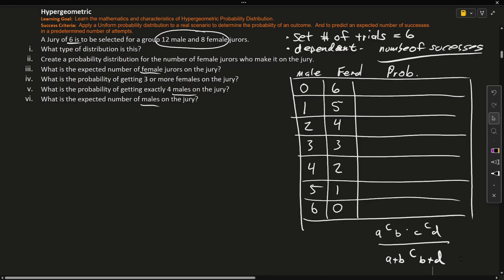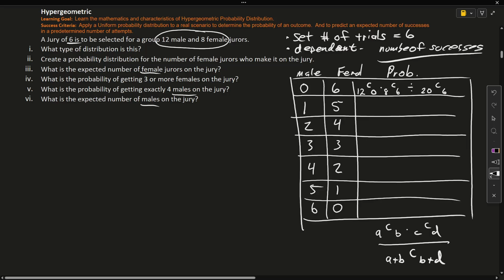So in this case, this is going to be a 6. So we're building a jury of 6. And the total is going to be 20 because there are 12 males and 8 females. And then up here, we do our thing. So our first category is there are 12 males, and I'm going to choose 0. And then there are 8 females, and I'm going to choose 6. And then I divide it by 20, choose 6.